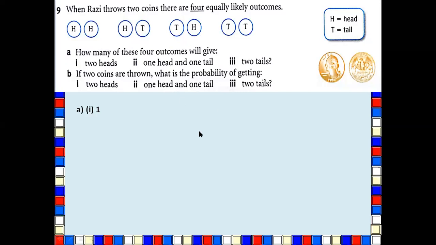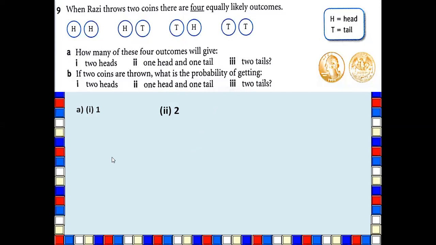What about getting two tails? How many outcomes with two tails? One. Only one outcome. Yes, excellent.